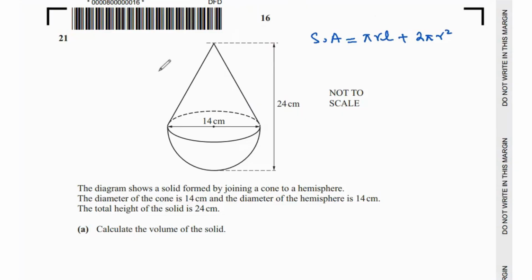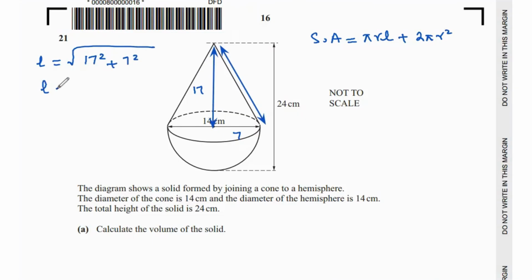So for the pi r L, L is your slant height. So we know this was 17. This is 7. So we can use Pythagoras to figure out the slant length. So L is going to be the root of 17 squared plus 7 squared, using Pythagoras.